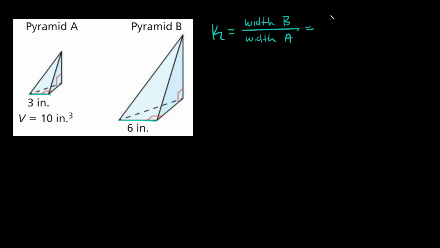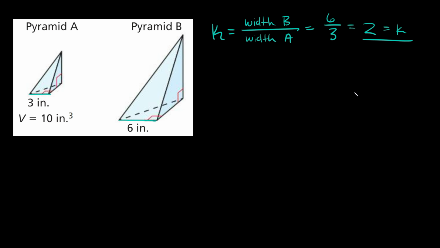All right, so let's plug those numbers in. The width of B, again, is 6, and the width of A is 3. 6 divided by 3 is equal to 2. So k, I'll just write it over here, k is equal to 2. That's our scale factor.